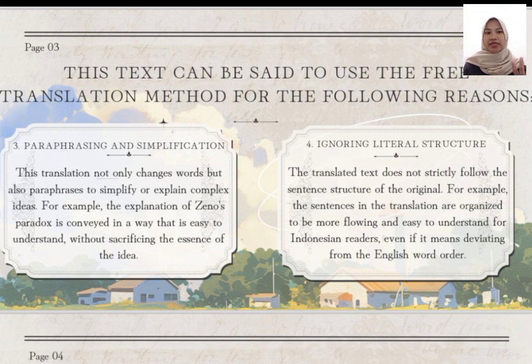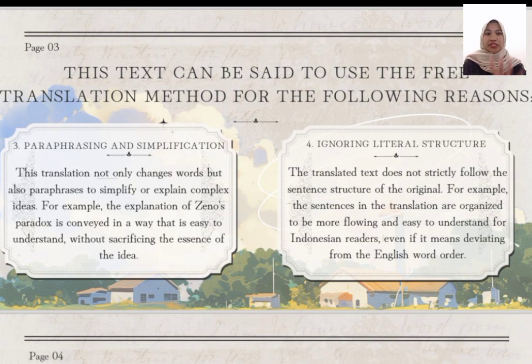And the third reason is paraphrasing and simplification. This translation not only changes words but also paraphrases to simplify or explain complex ideas. For example, the explanation of Zeno's paradox is conveyed in a way that is easy to understand without sacrificing the essence of the idea.